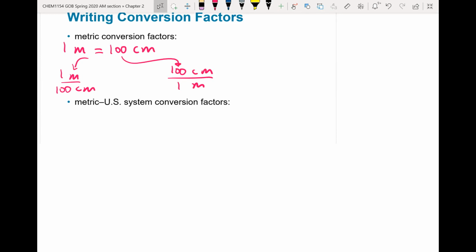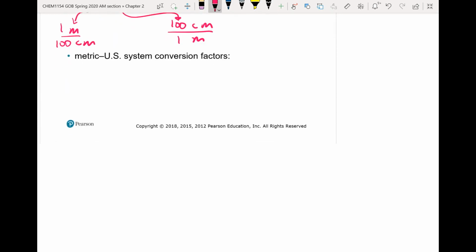All right, now going between the metric and the US system, right? So we say, for instance, 1 inch is equal to how many centimeters now? 2.54. Right, that's going from the US system, inches, to the metric system, centimeters. And again, here we're going to have our two conversion factors. We just put one over the other. 1 inch over 2.54 centimeters, and then we just flip it, 2.54 centimeters over 1 inch. Okay, it is as simple as that.